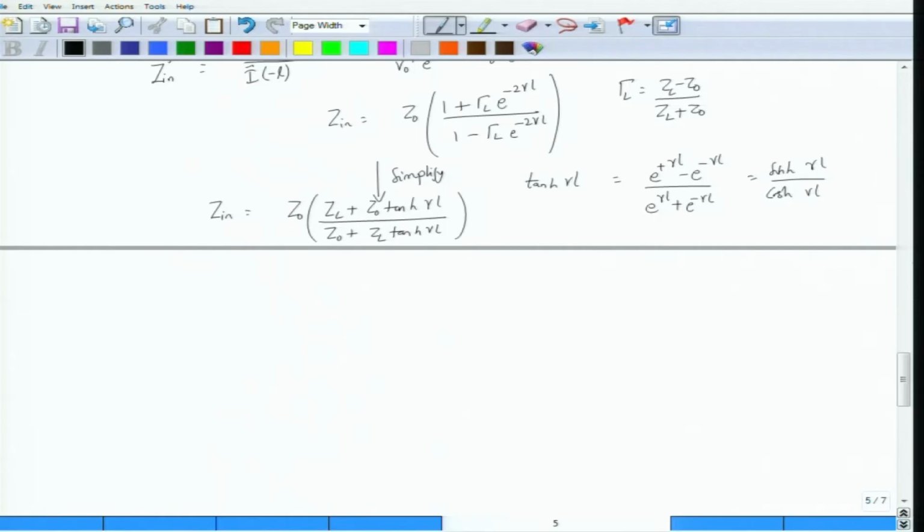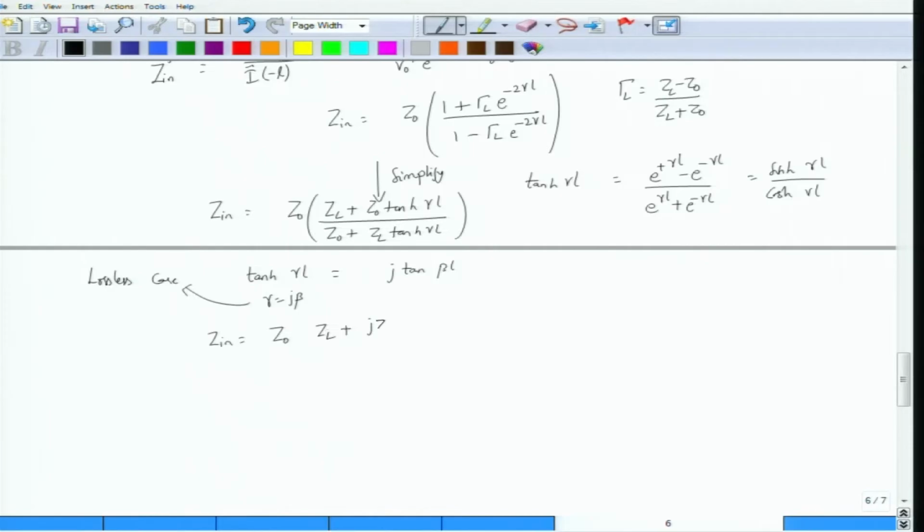Okay. We have a simplified expression for Zin for the lossless case. For the lossless case, tan hyperbolic gamma L actually becomes j tan beta L. Why? Because gamma is equal to j beta for a lossless case, there is no attenuation. So, substituting this into the expression for input impedance will give you Zin as Z0 into ZL plus jZ0 tan beta L divided by Z0 plus jZL tan beta L. Okay. So, this is the expression for input impedance.